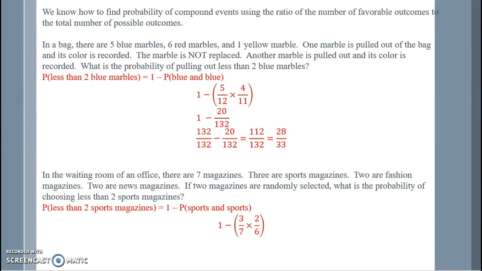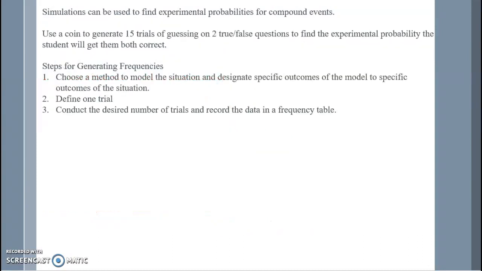So 1 minus 3 out of 7 is sports. If I already take a sports magazine, there are 2 sports left and only 6 magazines to choose from. So 1 minus 6 out of 42, which is the same as 1 minus 1/7, which is the same as 7/7 minus 1/7, so 6/7.